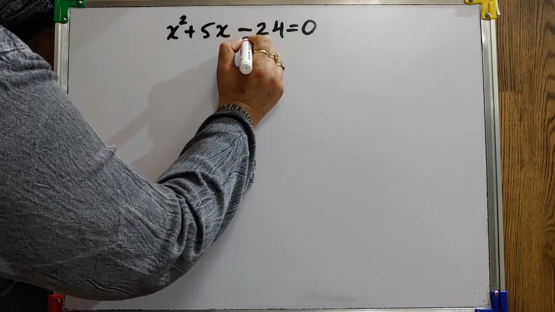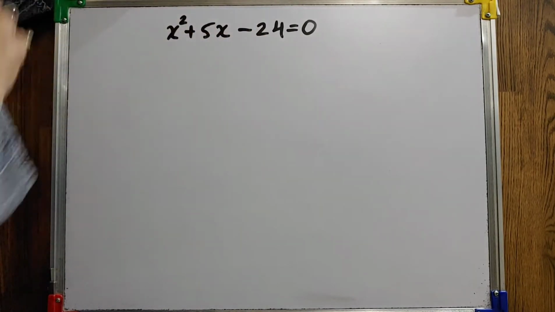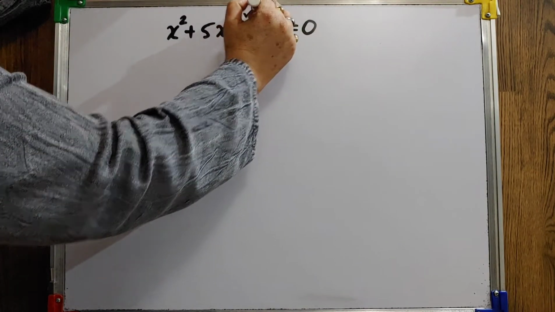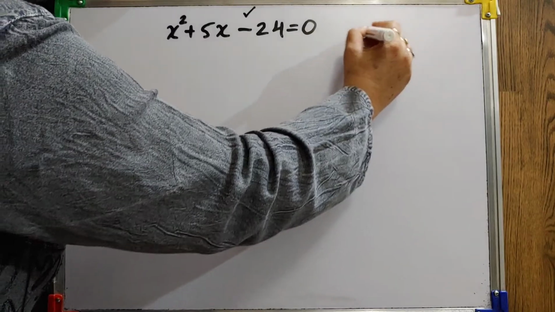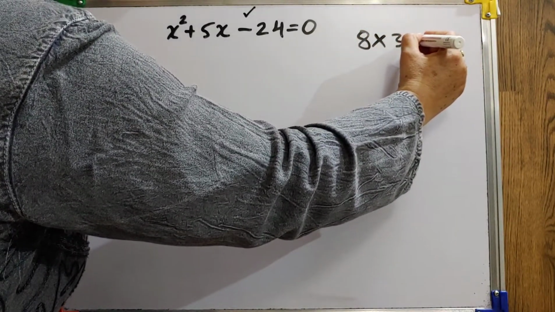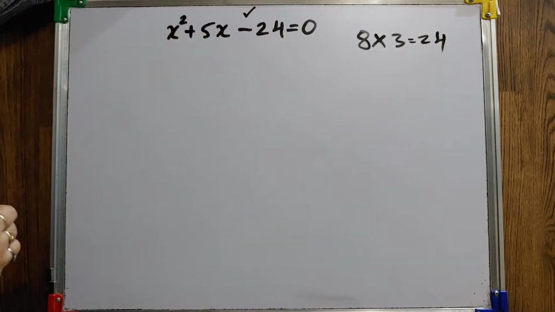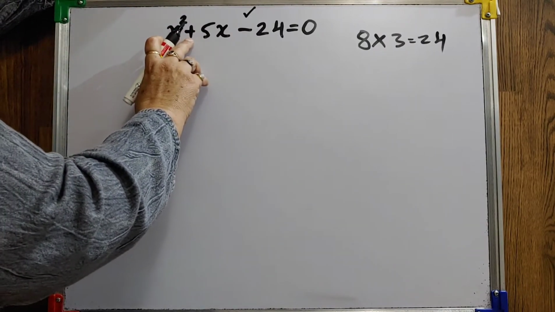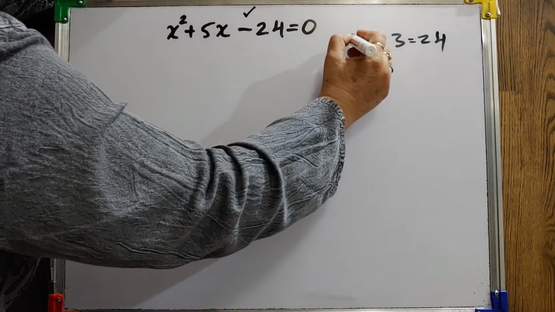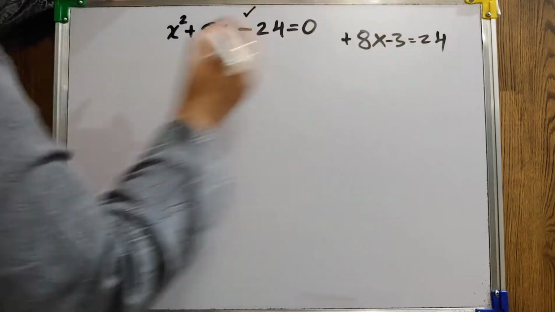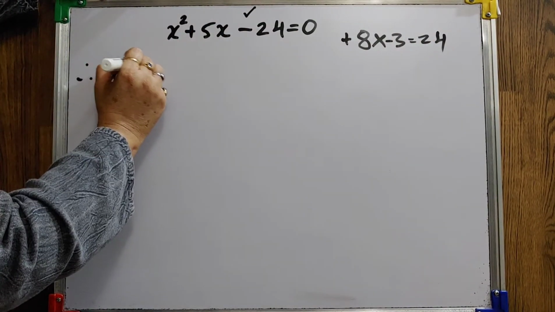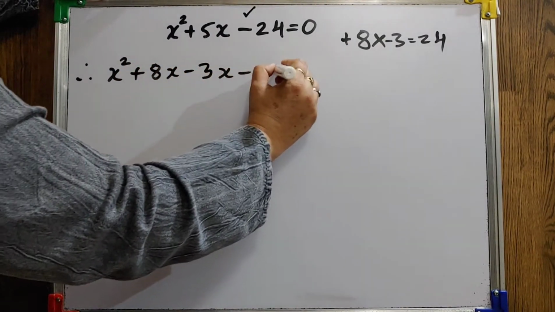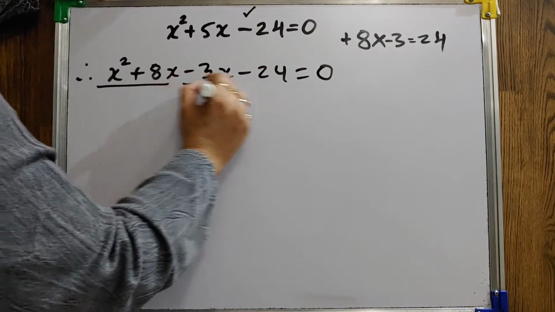Now students, just see, this sign is negative. In that case, how do you find the factors? Multiplication should be 24 and subtraction should be 5. So you know 8 3s are 24. Difference of 8 and 3 is 5. So that's true. Now look at this sign. This sign will go to the larger number, the smaller will have the opposite. So now instead of plus 5x, we can write plus 8x minus 3x minus 24 equals 0.